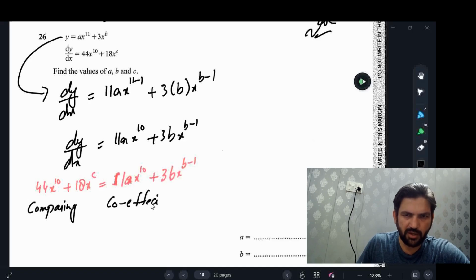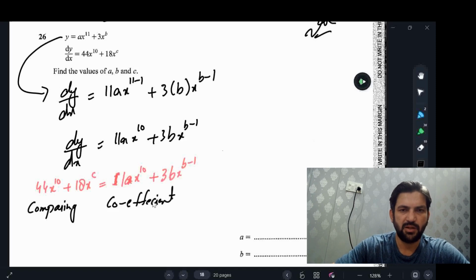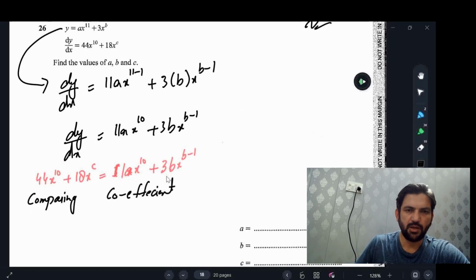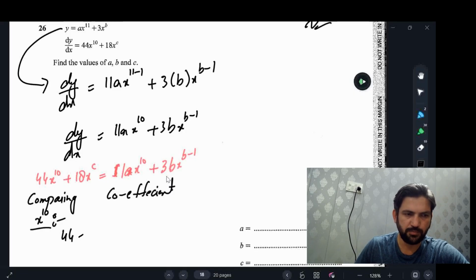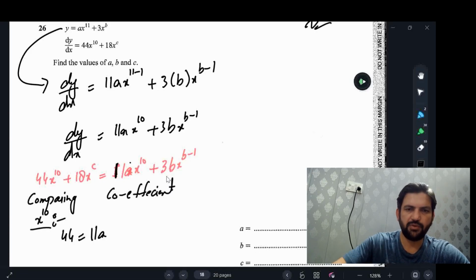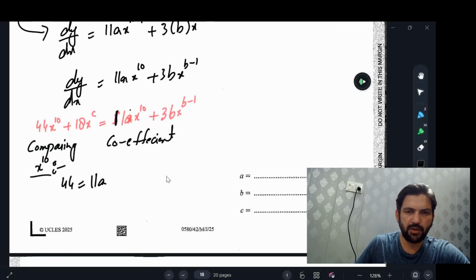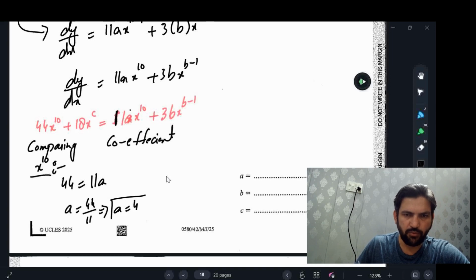Now how can we compare the coefficients? Let's check this one. If we compare the coefficients of x power 10, this should be 44 is equal to 11a. So if we divide, a will be equal to 44 by 11, which means a will be equal to 4. The value of a is 4.